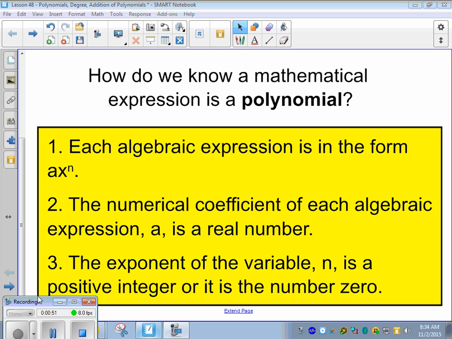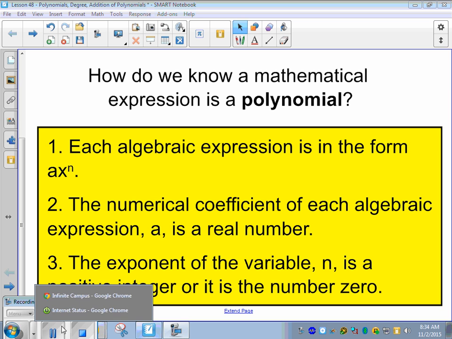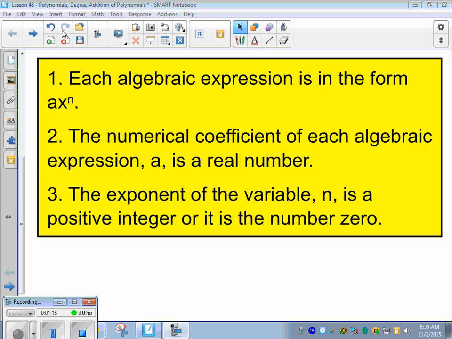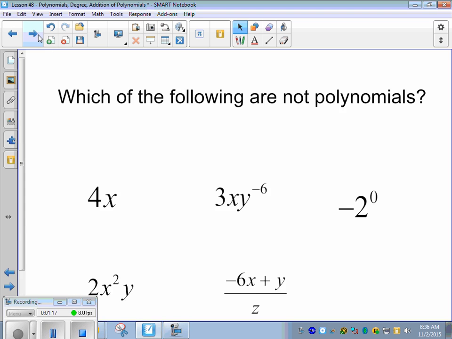Third, the exponent n of the variable is a positive integer, or it is the number 0. This is the one that might trip you up. No negative exponents, no fractional exponents. I know we don't really do those yet, but watch out for the negatives and the fractional exponents, because those are no good when it comes to polynomials. You can grab the rest from a neighbor if you didn't finish.